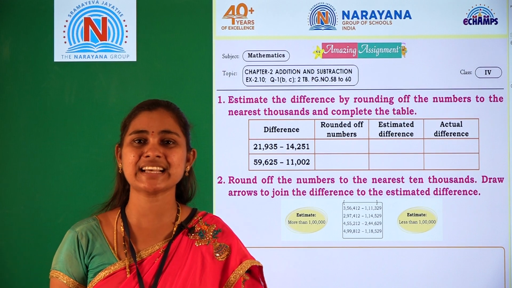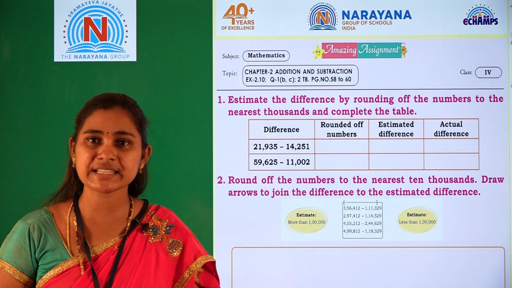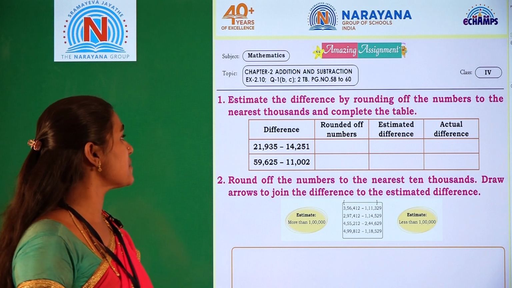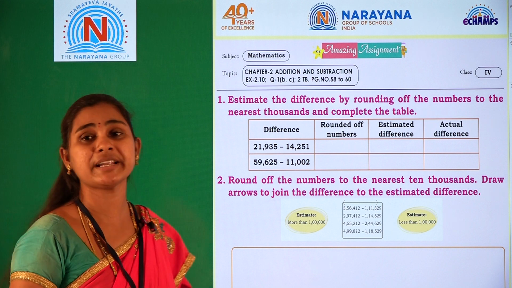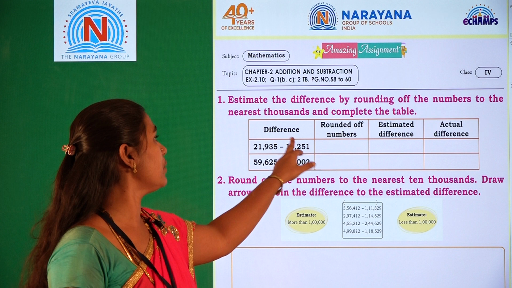Today's assignment is related to chapter 2, exercise number 10. You can refer to pages 58 to 60. Let's move on to the first question. Estimate the difference by rounding off the numbers to the nearest thousands and complete the table. Here they have given the table. They said to complete the table.